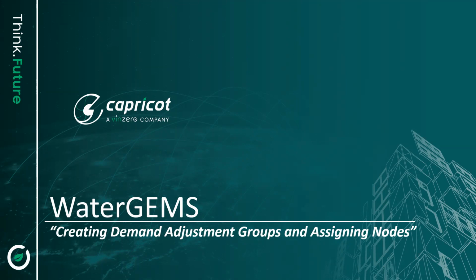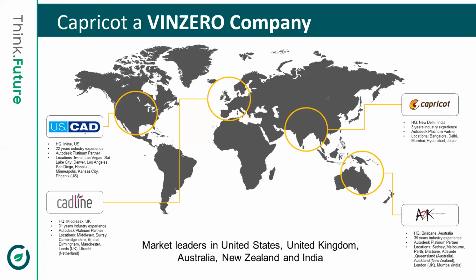The topic that I am going to cover in today's insight is how we are going to create a demand adjustment group with the help of the Darwin Designer tool, and how we are going to assign the nodes.